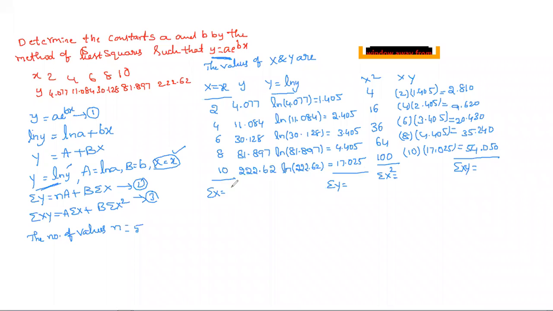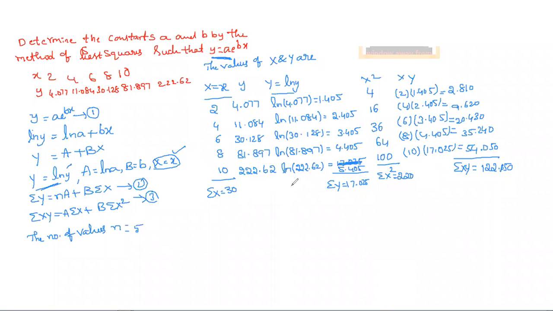So if we add those, you will get summation x is equal to 30, and next summation y is equal to, not here, this is actually 5.405. By adding all these values we get 17.025. And next summation x square we get as 220, and summation xy we'll get as 122.150. So these are the values.